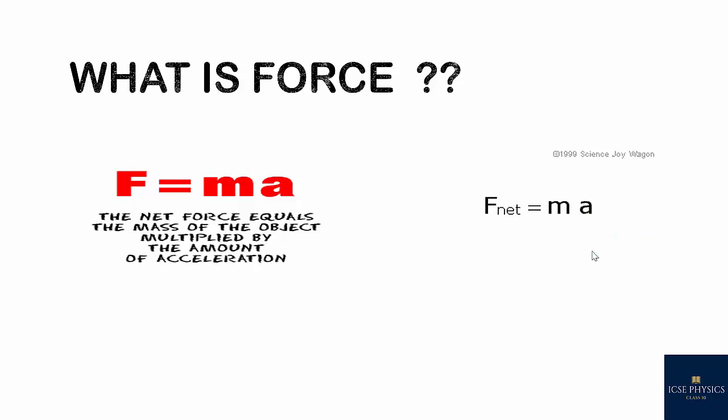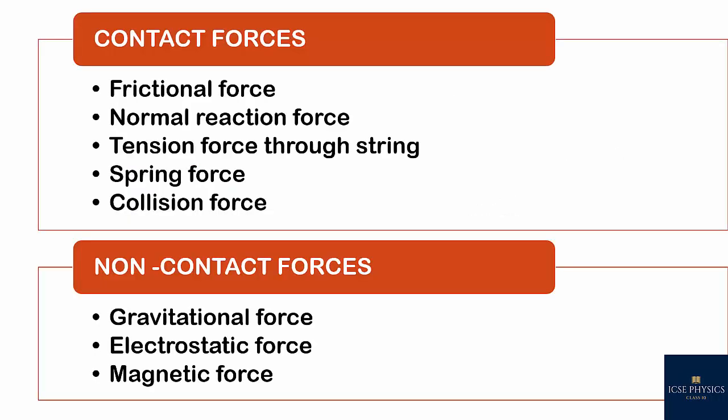Now there are two different types of forces. The interaction of force can be a physical one or a non-physical one. Physical one means there is a contact between the two bodies. That is contact force or physical forces. The second one is non-contact force, where there is no contact between the two bodies. So there are different types of contact forces and different types of non-contact forces.